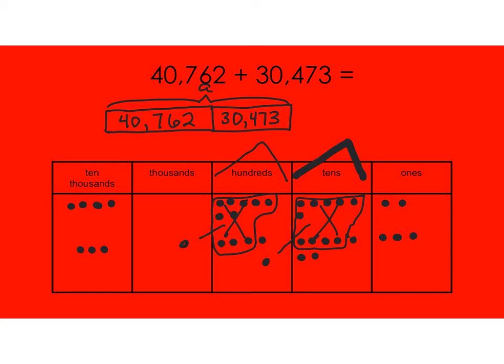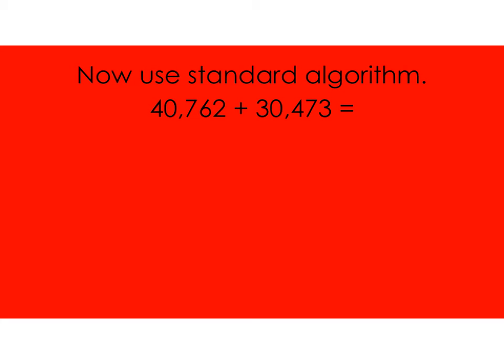So here we have 5 ones, we have 1, 2, 3 tens, we have 2 hundreds, 1,000, and 7 10,000s. Okay, so now let's do that standard algorithm and see if it comes out the same. Okay, I'm going to rewrite this and make sure that my place value units are lined up correctly. Okay, so let's see what we get with standard algorithm.